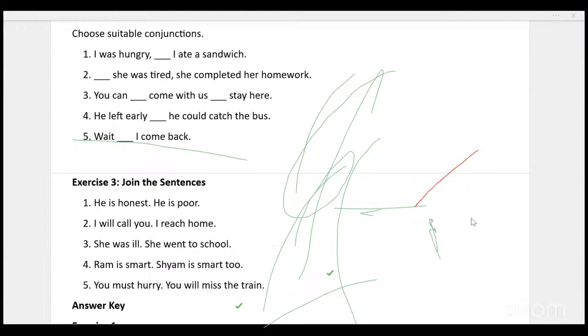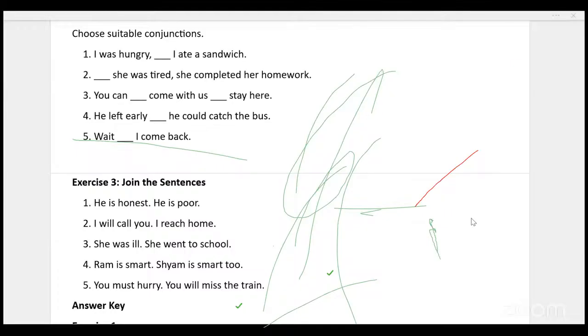He studied well, so he passed the exam. That is a correct sentence. Or we can say he passed the exam because he studied well. Otherwise, although he studied well, he did not pass the exam. Sometimes it happens like that also, because we may not be studying in the proper way. So like that, we can make so many sentences. Is there any other sentence? Yes, sir. One more. Yes, please.